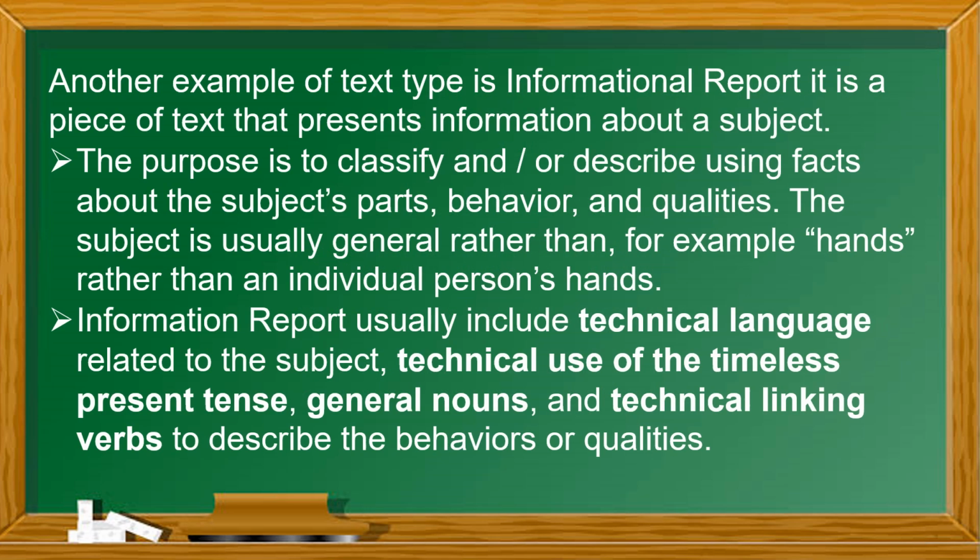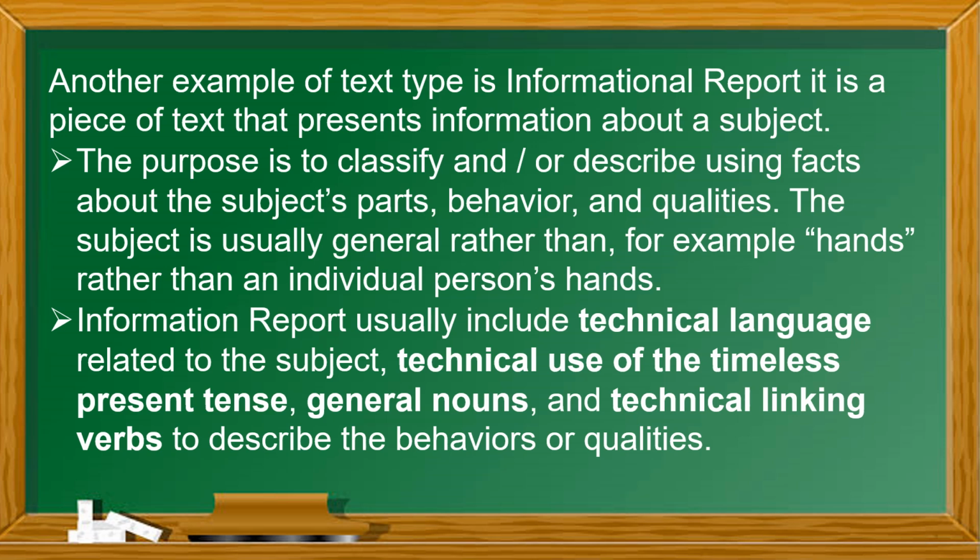Another example of text type is informational report. It is a piece of text that presents information about a subject. The purpose is to classify and/or describe using facts about the subject's parts, behavior, and qualities. The subject is usually general rather than, for example, hands rather than an individual person's hands.